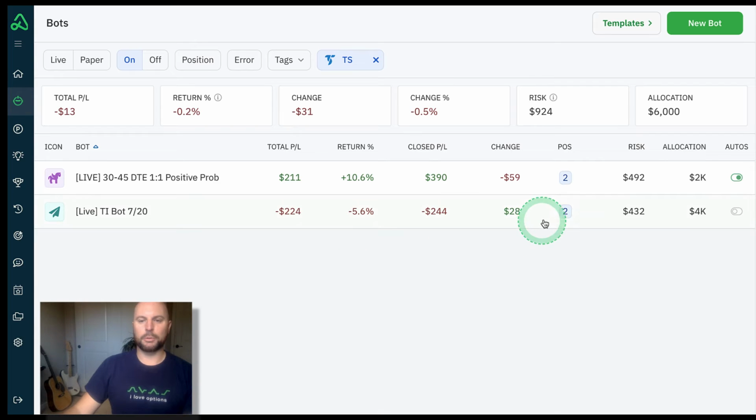It has a couple positions open. They're being managed by my exit options, so I'm not worried about that. And I'm going to focus on this other trade ideas bot, which, like I said, is a pretty similar setup, except I was looking at a little bit longer time frame.